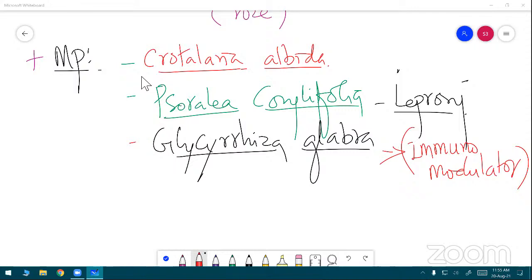Follow me, please follow me. Glycyrrhiza glabra. Repeat the word. Glycyrrhiza glabra is used as an immunomodulator. Very good, ma'am. Very good. Will you mention the plants used for the treatment of leprosy?